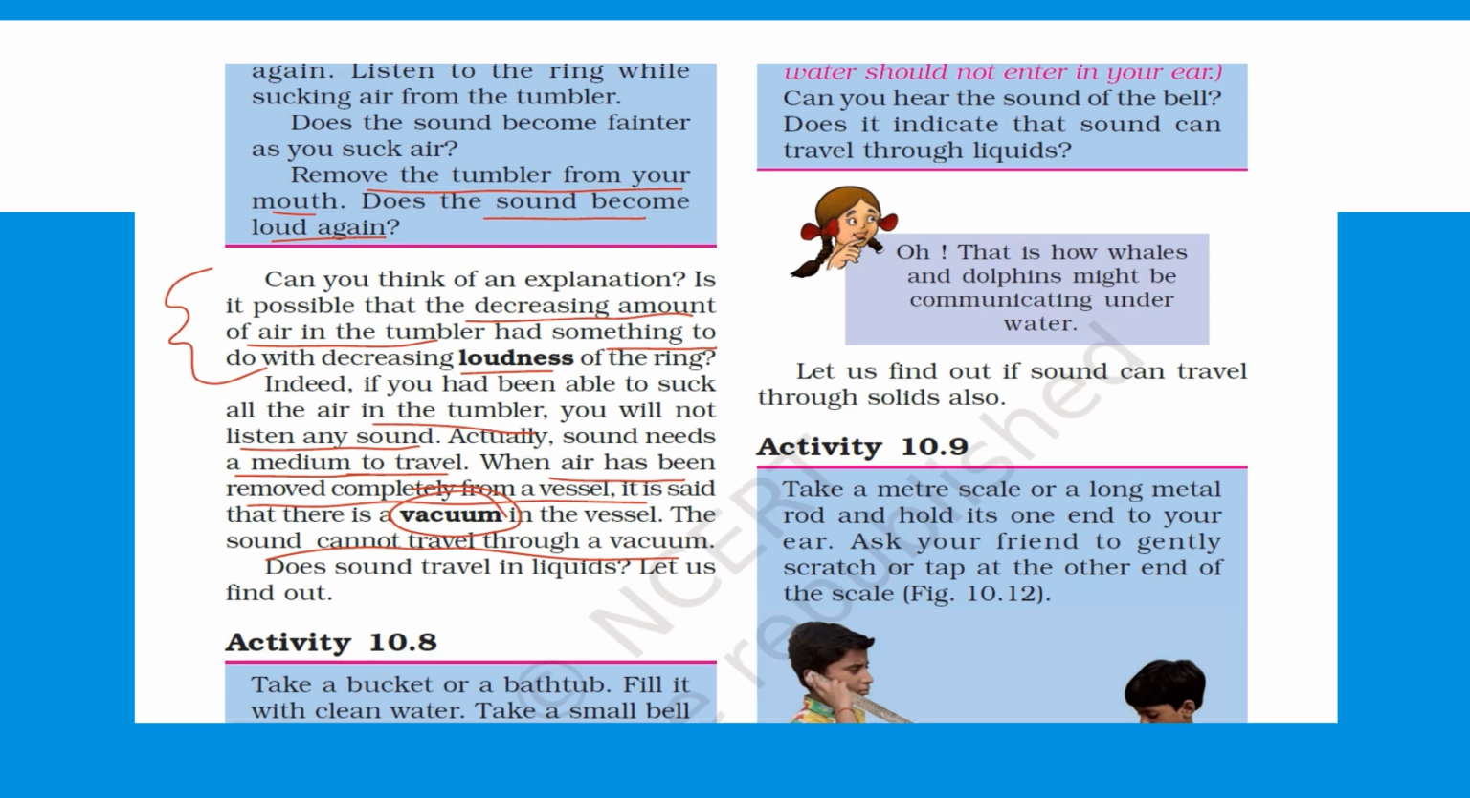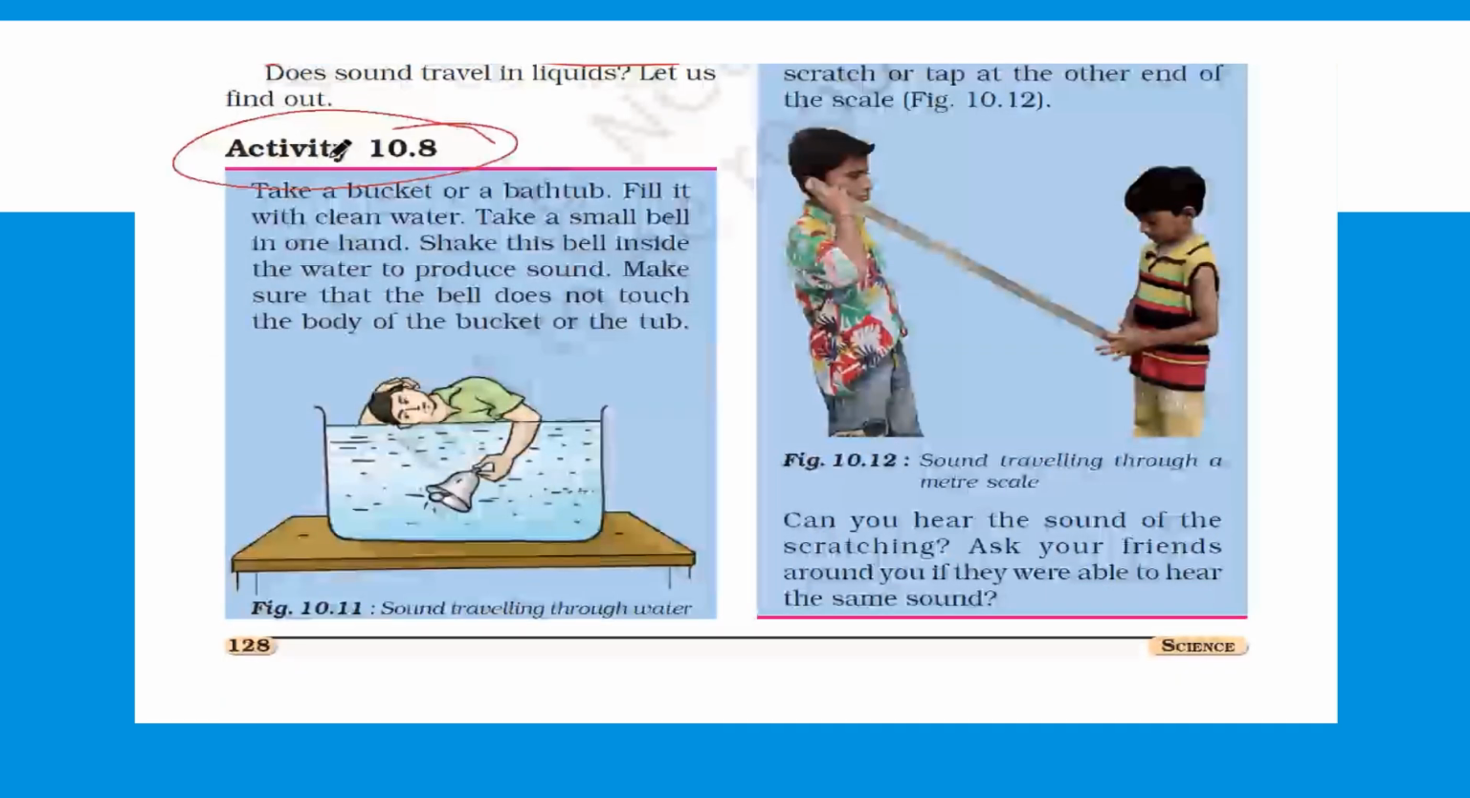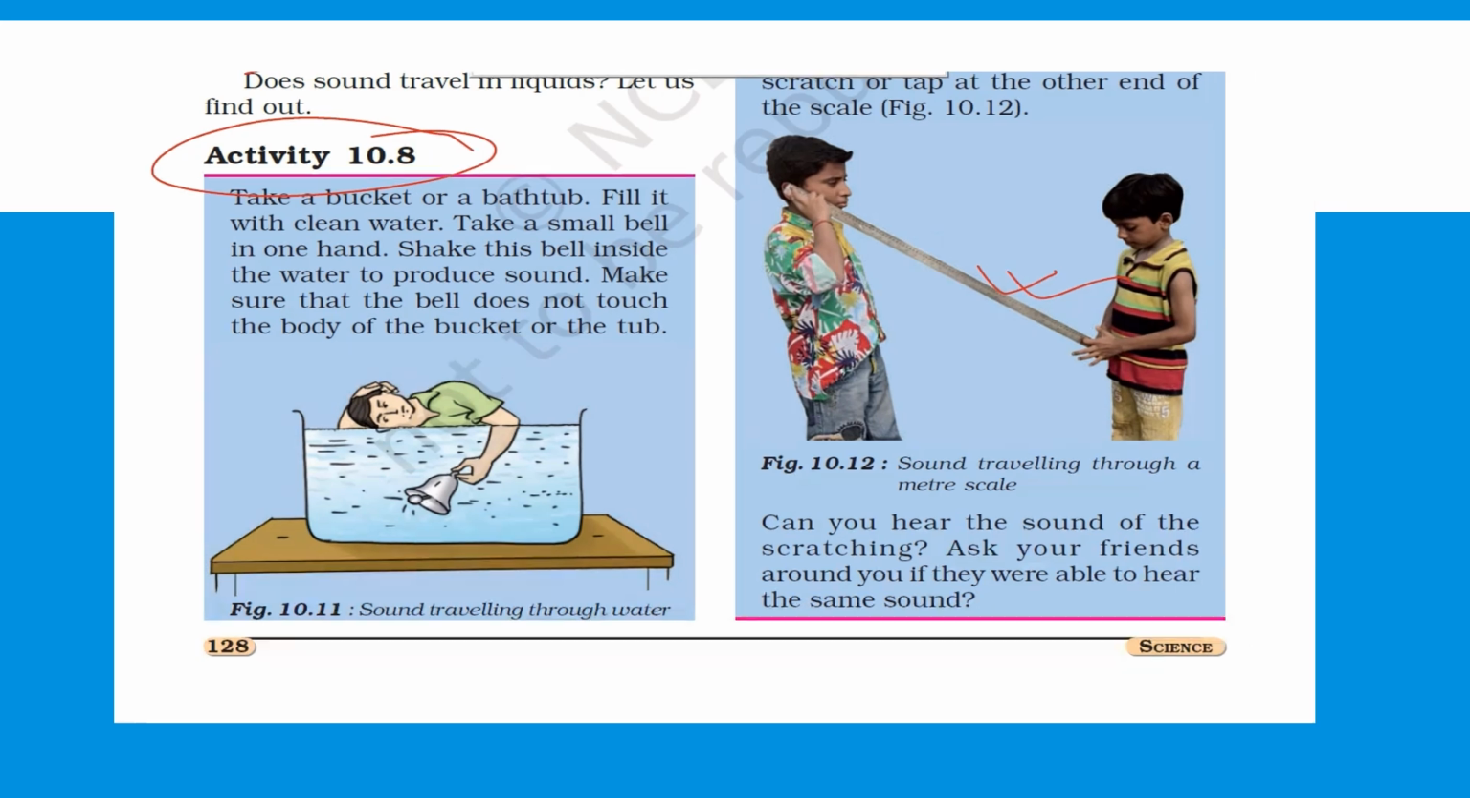Now, this was an air medium. Now we will move on to the activity where we will see that water is a medium. Next, we will see that solid is a medium. Let us move on gradually. Take a bucket or a bathtub and fill it with clean water. You are keeping clean water in it, and you are taking a small bell in your hand. It should not touch the ground, and you are shaking this bell inside the water to produce sound. Make sure that the bell does not touch the body of the bucket or the bottom. So what will happen now?